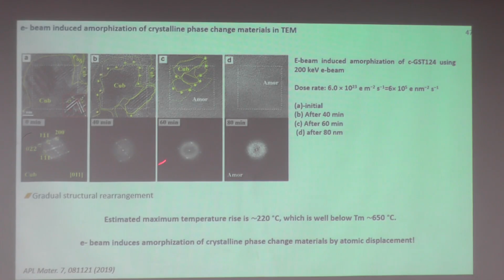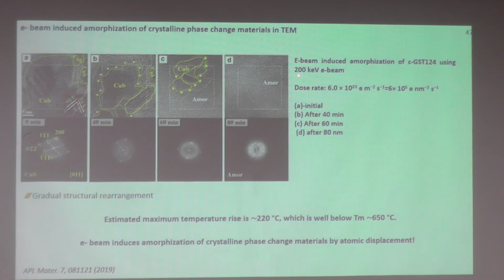After 40 minutes, there is a transformation of this cubic area to the amorphous state, and after 60 minutes, more and more. And after 80 minutes you see there are no reflections coming from the crystalline lattice.